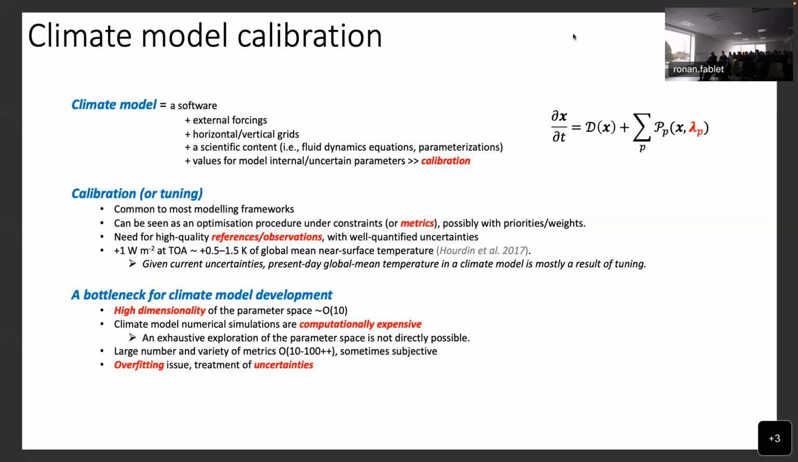Often we don't really know what we can call the structural error of the model, what it can really do given the approximation made in it, or given the missing processes in it, so that it can lead to overfitting, often in terms of compensation of error between different processes. And also we need to treat the uncertainties well, because it's important for climate projection to be able to provide a relevant uncertainty for the projections.